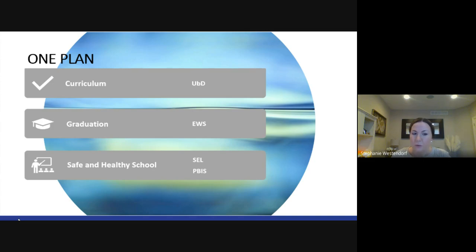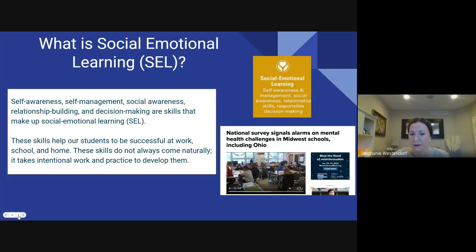And then lastly, we have the Safe and Healthy Schools goal, and SEL, that's social emotional learning. So that's what we're going to focus on in depth today. And then PBIS stands for Positive Behavioral Interventions and Supports, which is another strategy that we're using for safe and healthy schools. So the 3 goals are a very comprehensive approach to education. So we're trying to meet the needs of the whole child by this plan. And now we're going to dive a little more in depth into that one particular strategy, SEL.